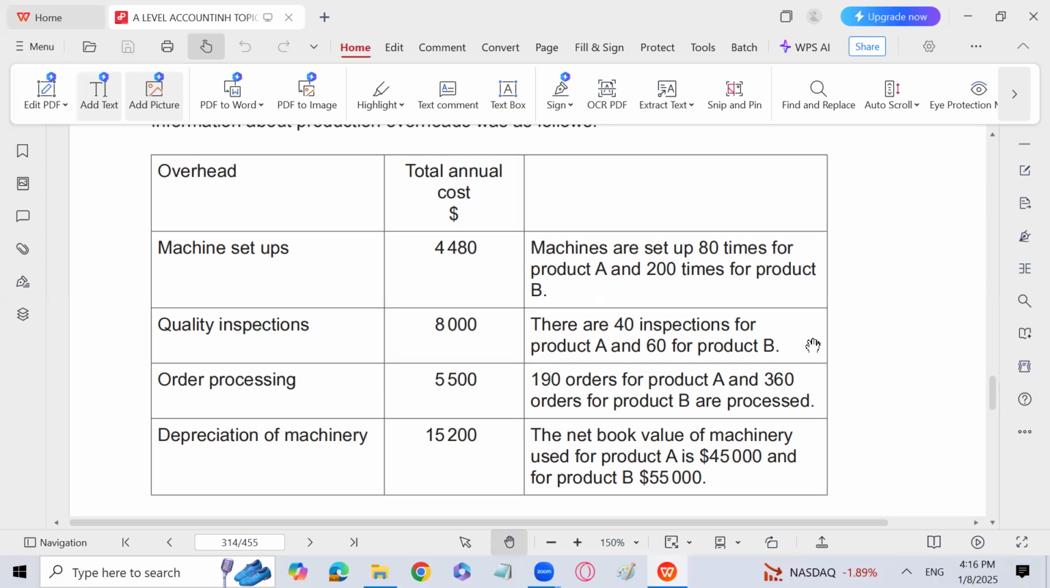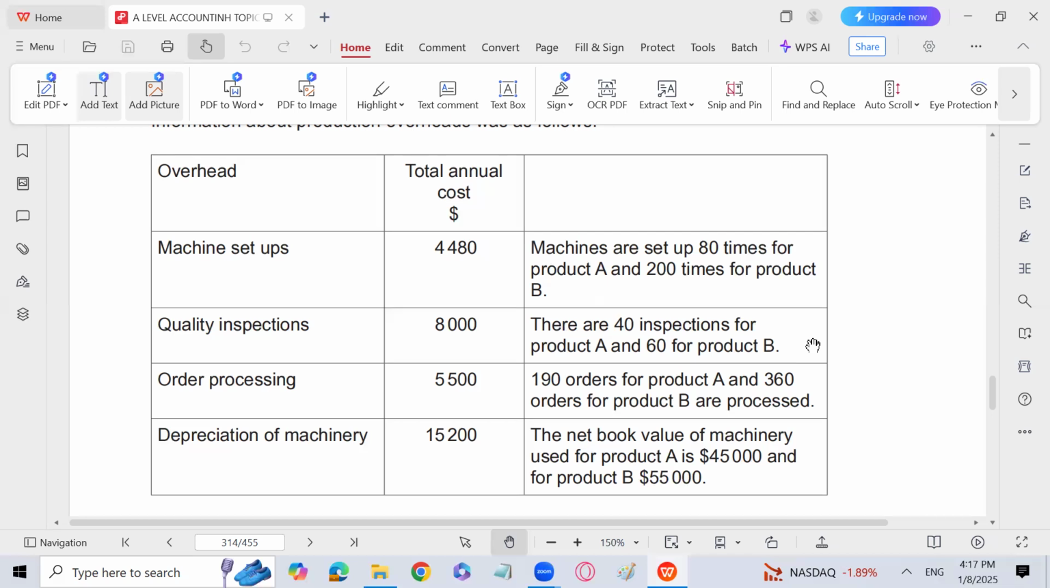So machine setup cost is 4480. Machine setup cost is always incurred according to the setups, right? So setups, whatever has been done for product A and for product B. Machines have been set up 80 times for product A and 200 times for product B. According to this ratio, machine setup cost will be apportioned between product A and product B. Next is quality inspection. Quality inspection is going to be apportioned according to the number of inspections. There are 40 inspections for product A and 60 for product B. So according to this ratio, we will divide this quality inspection cost between A and B.